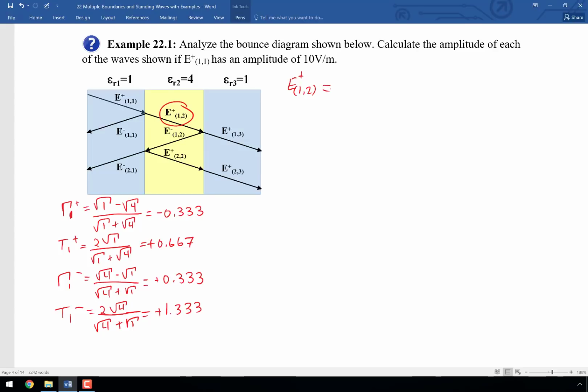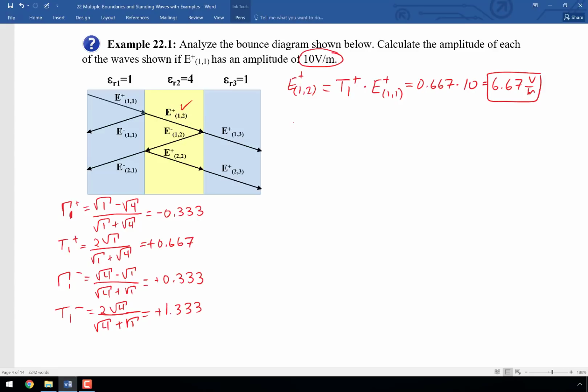And all I need to do is look at the picture, and I can see that is going to be T sub 1 plus. So it's the transmission coefficient at the first boundary moving in the positive direction multiplied by the incoming wave, which is E sub plus of 1 comma 1. Well, we were told that E sub plus of 1 comma 1 has an amplitude of 10 volts per meter, and so this is going to be 0.667 times 10 is 6.67 volts per meter. So we've completed this wave right here.